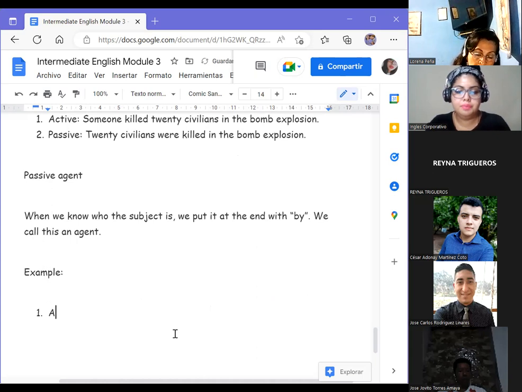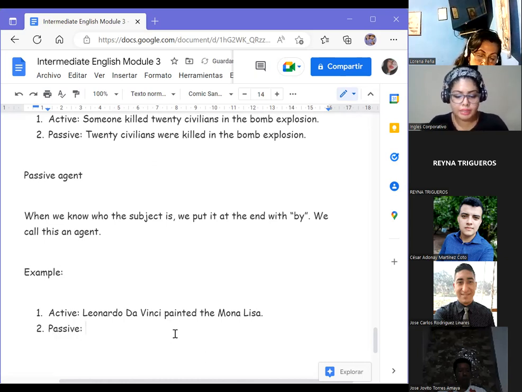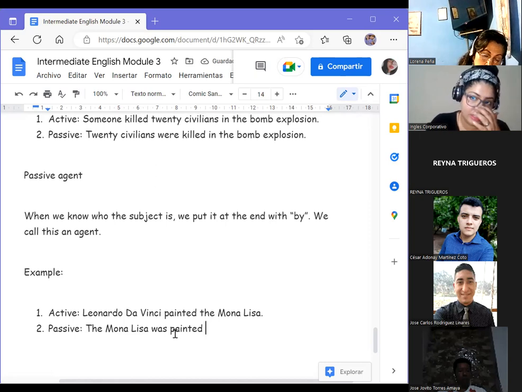And we have the active. And it says, Leonardo da Vinci painted the Mona Lisa. So in that case, we are going to write the passive. And it says, the Mona Lisa was painted, and that is the sentence in passive.